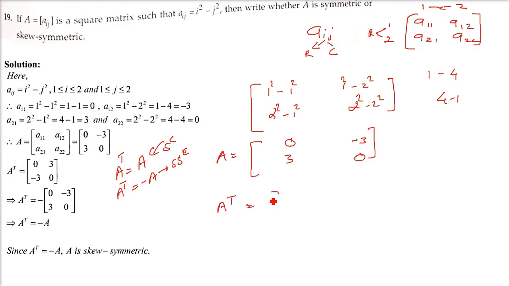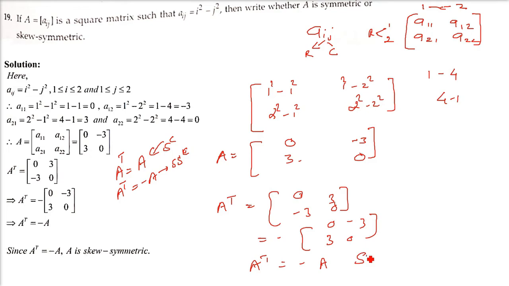So A transpose will be what? I am changing rows and columns. So 0, negative 3 becomes 0, 3, 0. So we have transposed it. If I take the negative outside, it will be 0, minus 3 and 0. So A transpose is negative of A, which signifies that this is a skew symmetric matrix. A is skew symmetric.